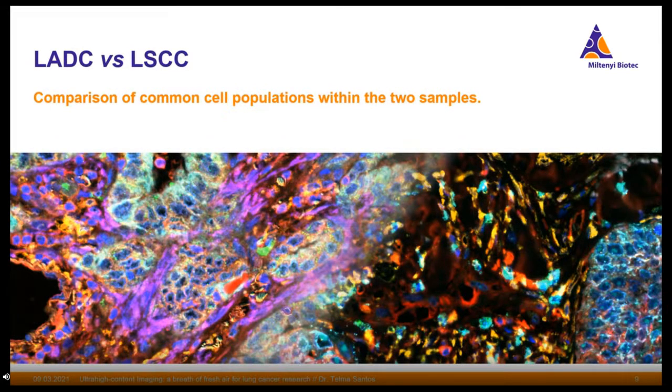I will start this part of the presentation by not going into real numerical or graphical analysis, but really to just show you the more common markers that are used for the identification of cell populations, and see how they are organized between the lung adenocarcinoma and the squamous cell carcinoma, to see really the difference between these two kinds of samples.